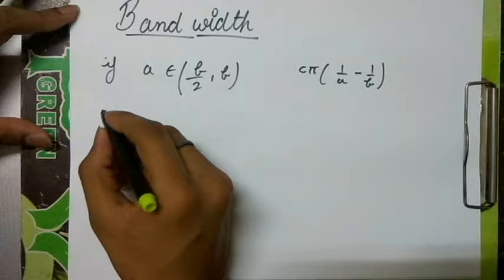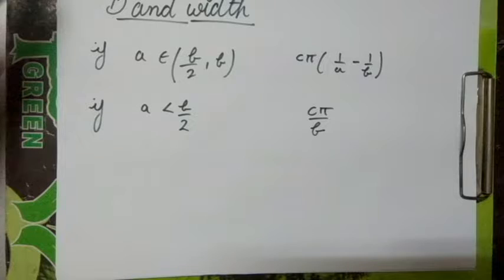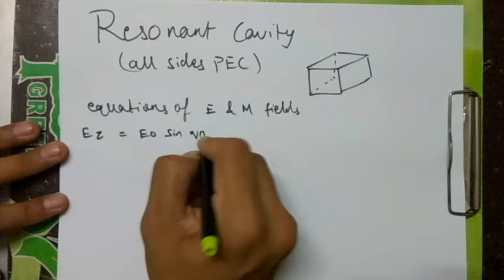Now for single mode operation of a waveguide, it is to be operated between the dominant mode and the next higher mode. Depending upon the relation between dimensions of the rectangular cross section, we have different ranges of operation. If b is greater than a, which is greater than b by 2, then the range is c pi into 1 by a minus 1 by b. If a is less than b by 2, then the range is c pi by b. For maximizing bandwidth, generally we have a less than or equal to b by 2. But power transfer depends directly on the area of cross section. So a is chosen such that it is equal to b by 2. Hence, the range is also equal to c pi by b, and we get a larger cross section area for transfer of large power.